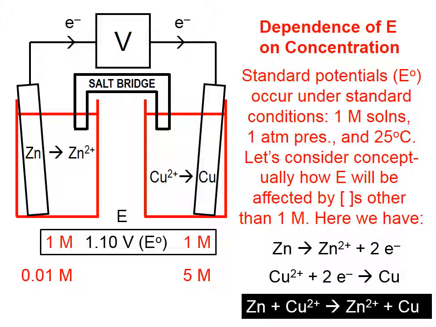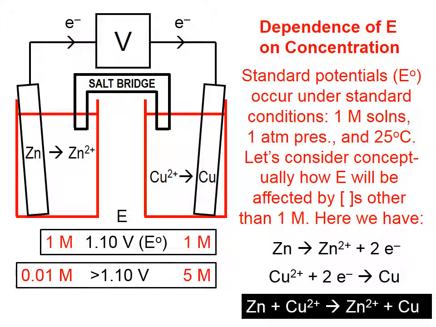If we have a very dilute zinc ion concentration and a very concentrated copper 2 ion concentration, wouldn't Le Chatelier say that we would need to shift right to get rid of this concentrated copper 2 solution and beef up this very dilute zinc ion concentration? And the answer is yes. That would suggest that the cell potential for such a condition would be more than 1.10 volts.